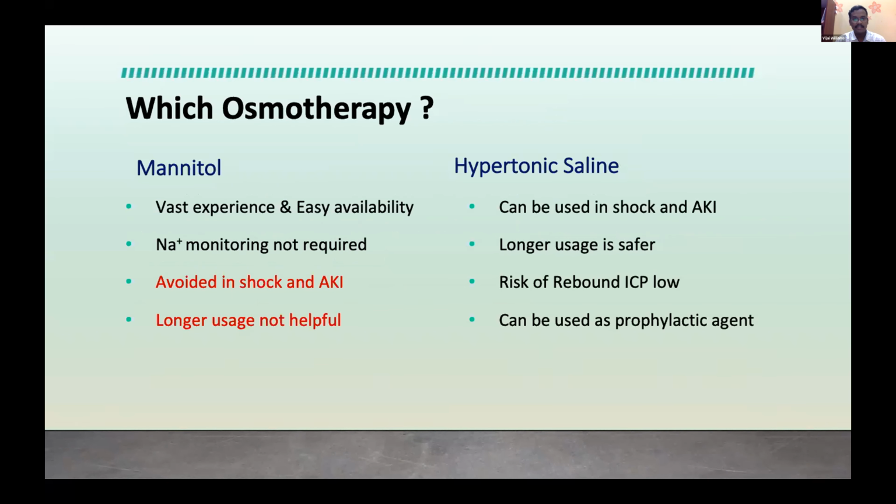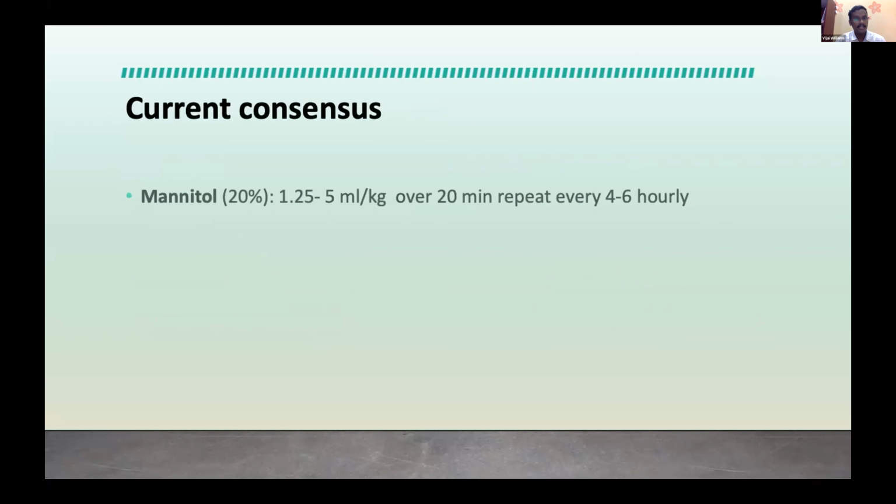For hypertonic saline, there is increasing evidence that it performs better than mannitol, with a slower and smoother control of ICP, and many centers have routinely started using hypertonic saline in their management of ICP. So the current consensus states that mannitol has to be used at doses of 1.25 to 5 ml per kg over 20 minutes. In cases of herniation syndrome or whenever there is an acute elevation of ICP, it can be repeated every 4 to 6 hourly.